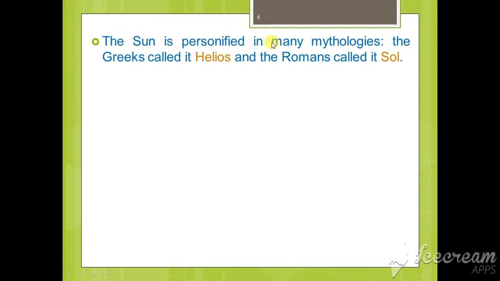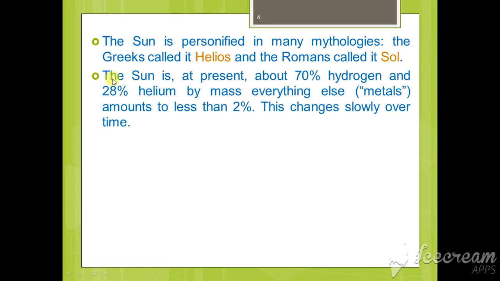The sun is personified in many mythologies. The Greeks called it Helios, and the Romans called it Sol. The sun is at present about 70% hydrogen and 28% helium by mass. Everything else amounts to less than 2%. Okay, in less than 2% are other metals or other elements. So the majority, 70% hydrogen and 28% helium, are the constituents of the sun.